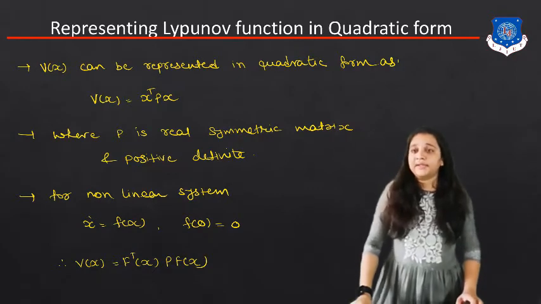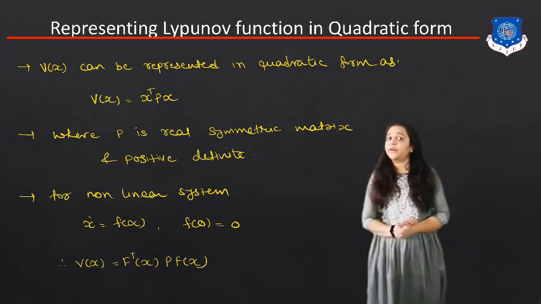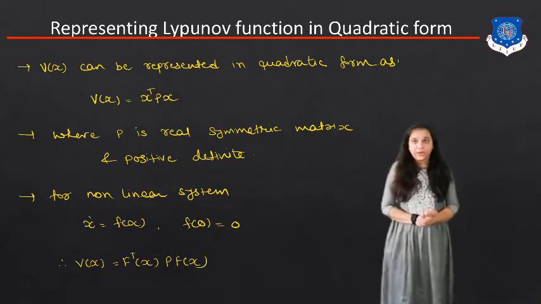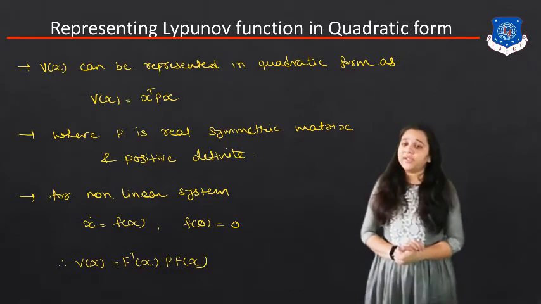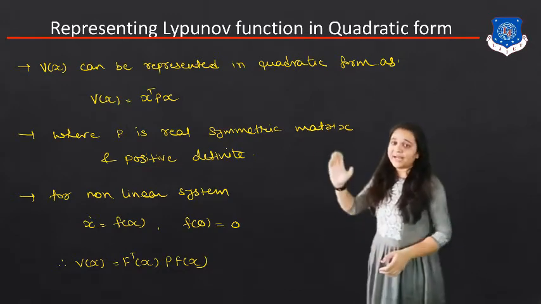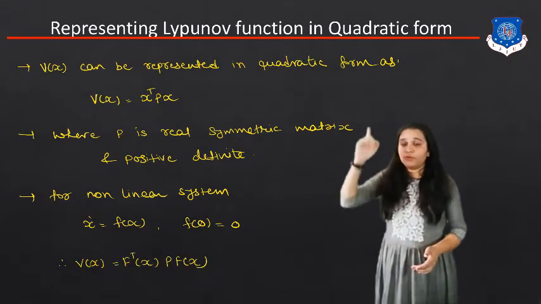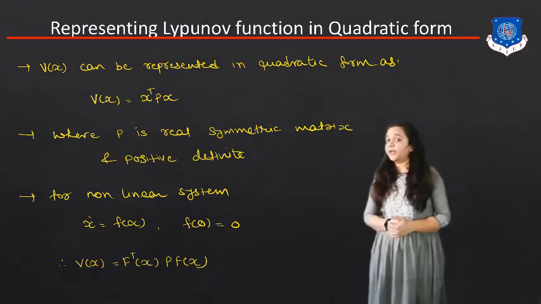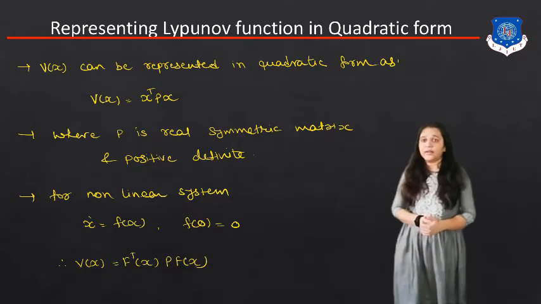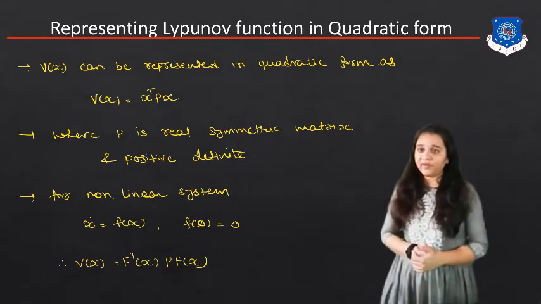Okay, now the next is representing Lyapunov's function in the quadratic form. Okay, what is the equation of V(x)? So V(x) is equal to x transpose Px, that we studied in the last session, where P is a real symmetric matrix and it is positive definite.